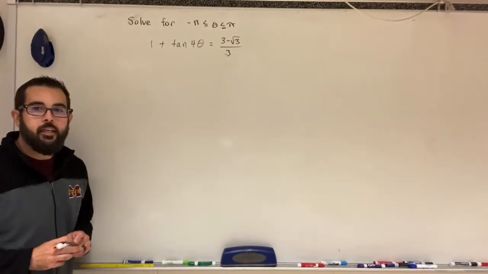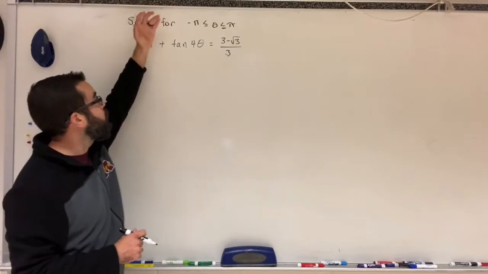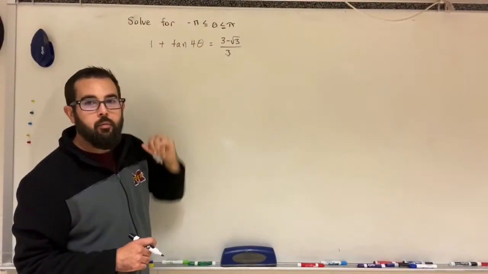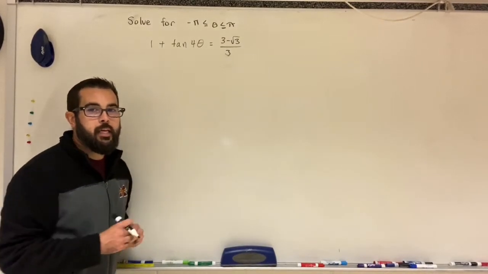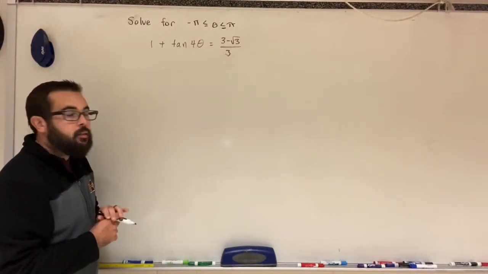All right, I said I'd give you another example, so here's the example we have today. Notice we're solving for theta in between negative pi and pi. So the problems in your book have you solve from negative 180 to 180. I wanted to show you what that might look like, so I'm going to do it in radians instead of degrees.